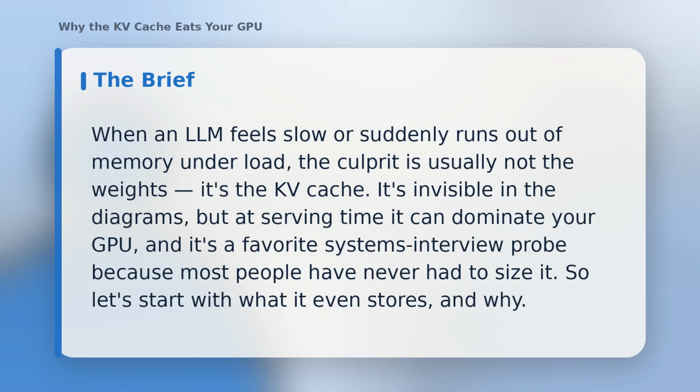When an LLM feels slow or suddenly runs out of memory under load, the culprit is usually not the weights. It's the KV cache. It's invisible in the diagrams, but at serving time, it can dominate your GPU. And it's a favorite systems interview probe because most people have never had to size it. So let's start with what it even stores and why.